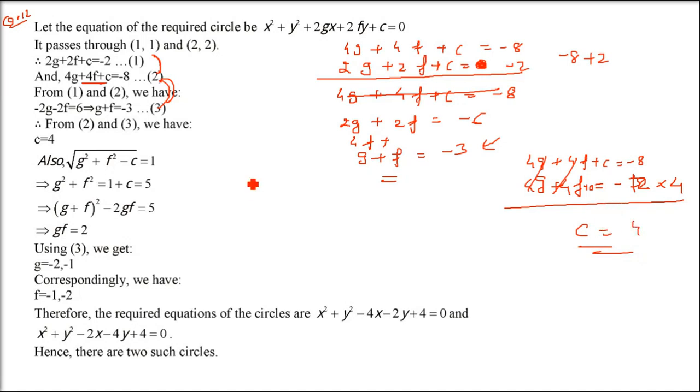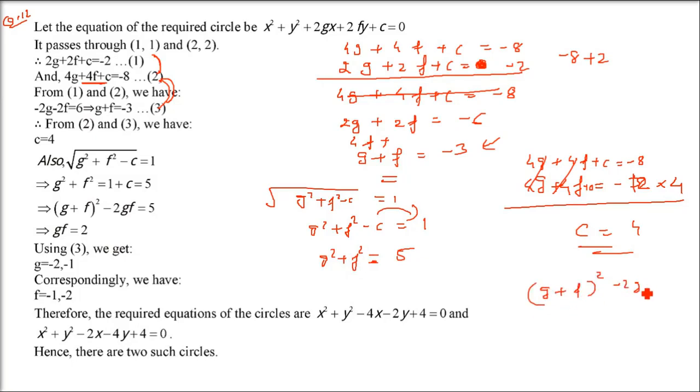Now you know c is known. Now the radius of the circle is also given. Radius of circle is given as 1. So g square plus f square minus c is 1. So now this c, 4 you can take on the right hand side. G square plus f square will be 1 plus 4, that is 5. This g square plus f square can be written as g plus f whole square minus 2gf. See, g plus f whole square is g square plus f square plus 2gf. So you can just cancel 2gf and minus 2gf. So you can put g plus f as minus 3. You know it.